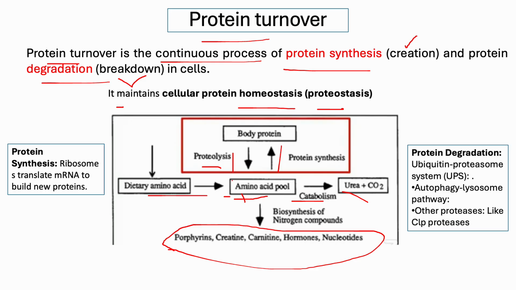So how does protein synthesis occur? In the ribosome, mRNA is translated to build new protein. And how does protein degradation occur? Through the ubiquitin-proteasome system, autophagy, the lysosome system, or other proteases like the CLP protease, which is also common in plants. This is all about protein turnover. This is a continuous process of protein synthesis and protein degradation.